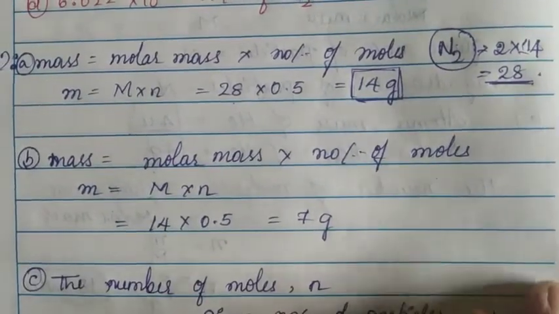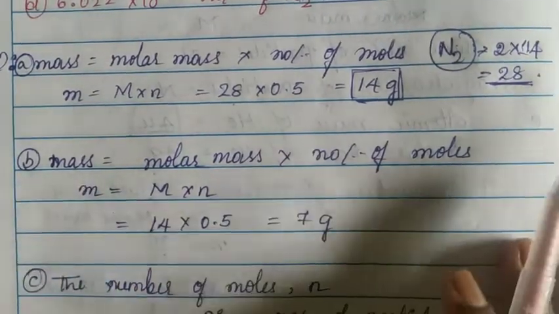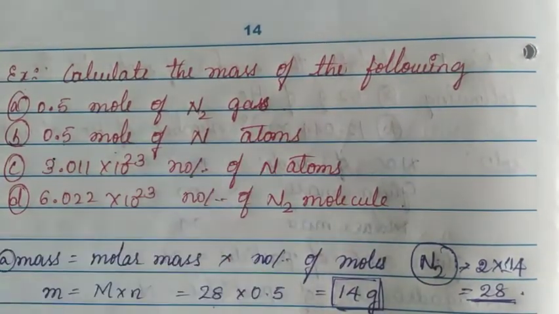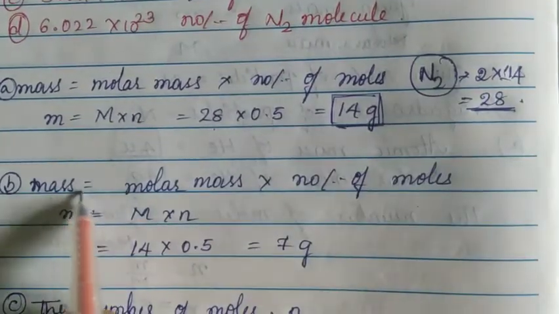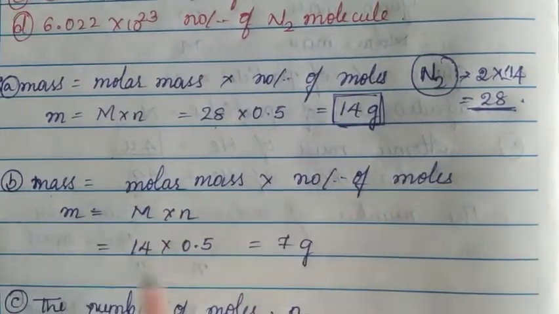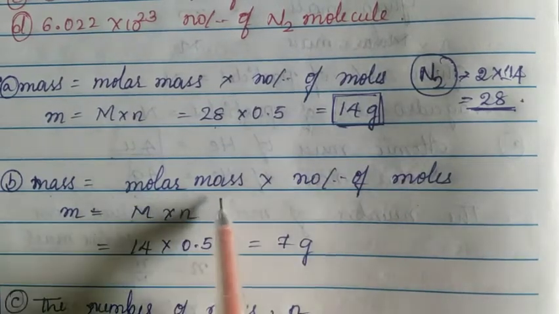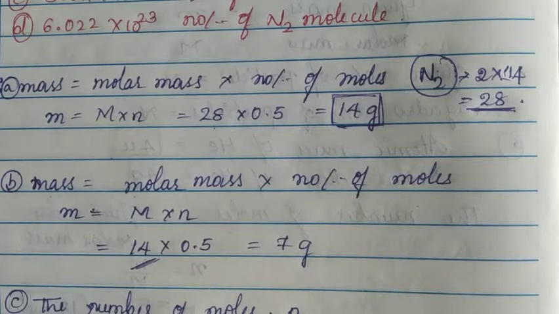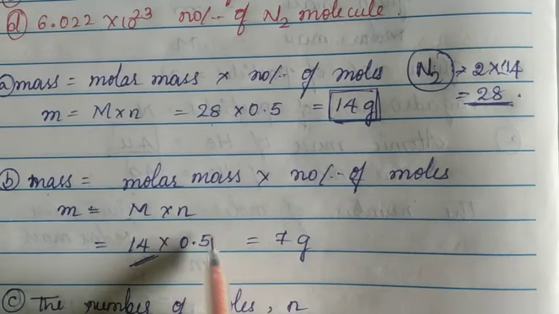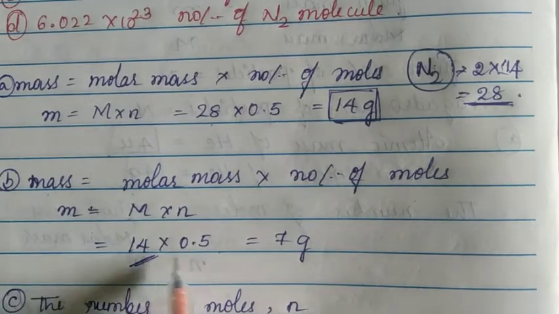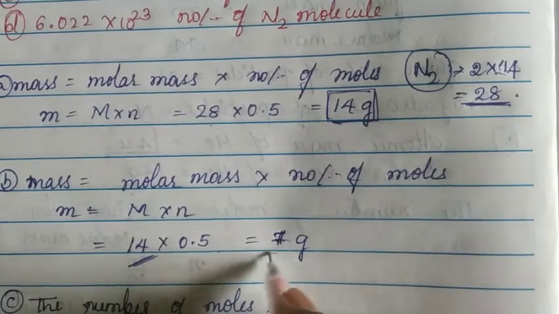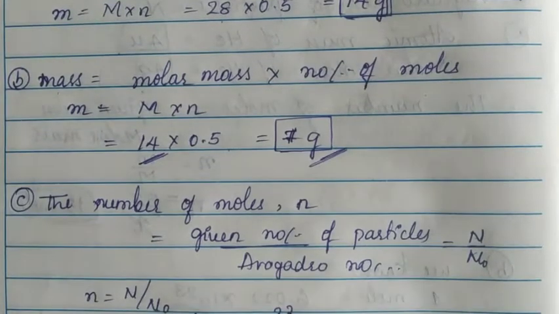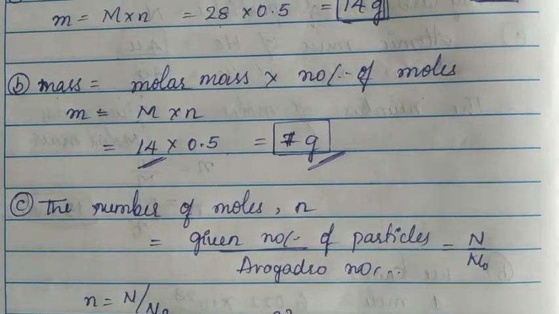Now come to the second. In the second case also, what is given here? 0.5 mole of nitrogen atom is given. Mass is equal to molar mass into number of moles. The molar mass of nitrogen is 14 and the number of moles is 0.5. Multiply these two and we get 7 gram. This is the mass of nitrogen atoms in 0.5 moles of nitrogen atom.